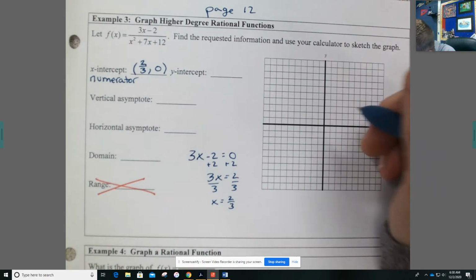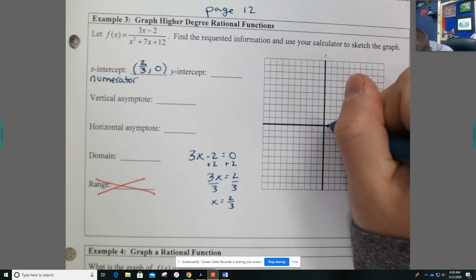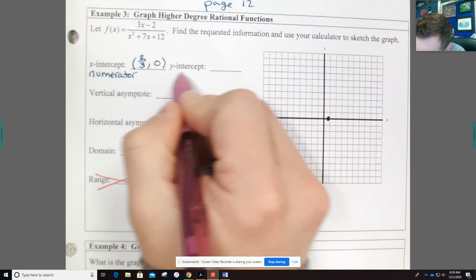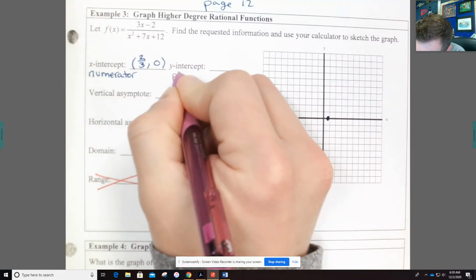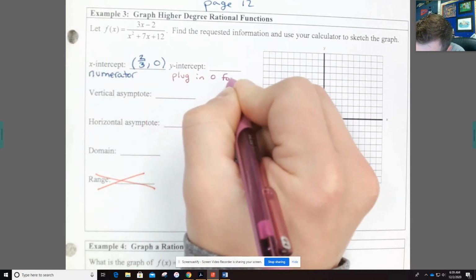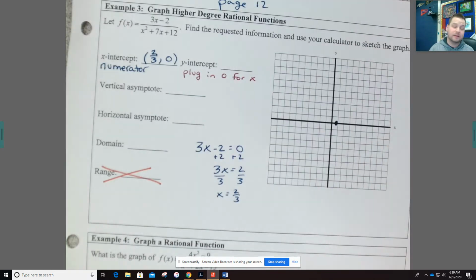From there, when we get a point, we got to put it on here. So I got 2/3, 0, got it in blue. There we go. Next thing they ask us to find is the y-intercept. Y-intercept you're absolutely going to have to do when we quiz. I'm going to do it in pink. For that, you plug in 0 for x. It's the same stuff we've been doing for the past few days.